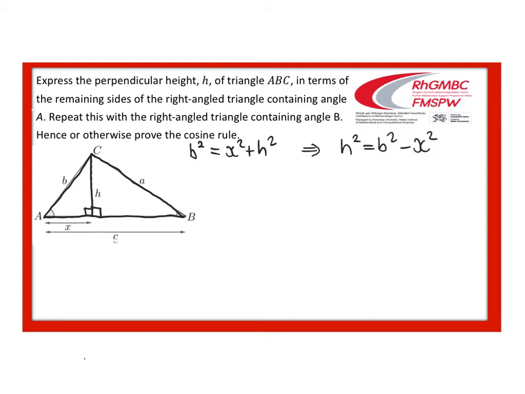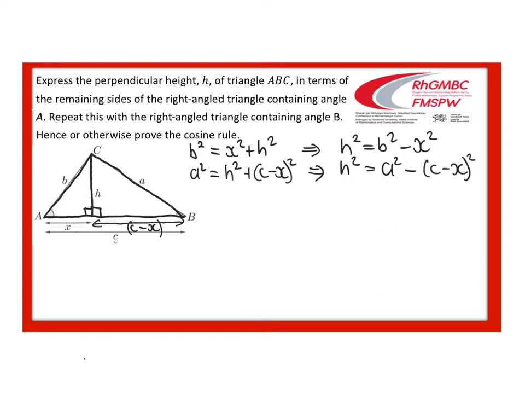So I'm going to do exactly the same, and we're going to do the hypotenuse, which again is this time a squared, is equal to the other two sides. So I've got h squared, and the remaining side, well, this length that's unmarked, that's the difference between c and x. So we're just going to label that as c minus x. So I get plus c minus x squared. And again, if I make h squared the subject, we get h squared equals a squared minus c minus x all squared.